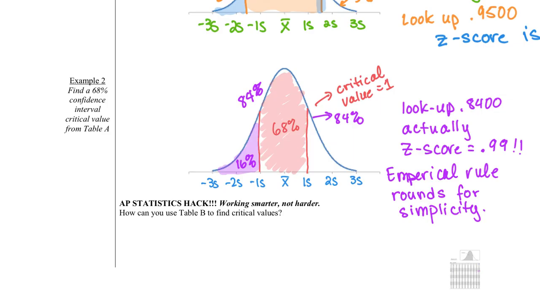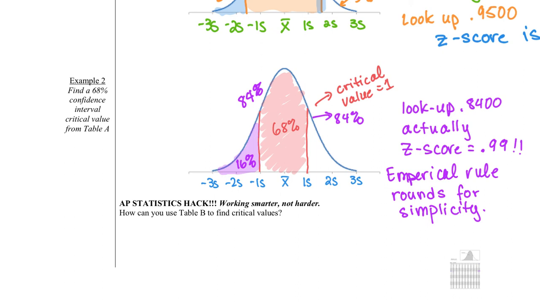So what's going on here? Since the actual z-score, when we look it up, is 0.99, just realize the empirical rule is rounding for simplicity. When we look up one standard deviation of the z-score, the closest percent is 84%. We cut off that 16 and we get that middle. So don't panic when you don't get a 1. It's just rounding to this nice 84, which is an easy number to work with. On the AP exam, it's much easier to use a critical value of 1 than 0.99. They will accept either, but just stick with 1.